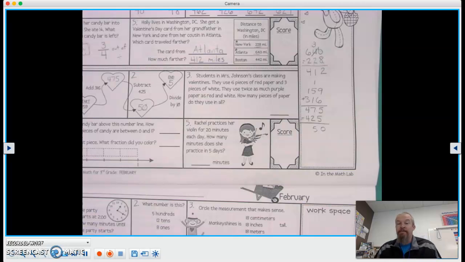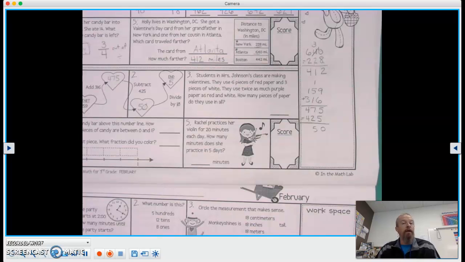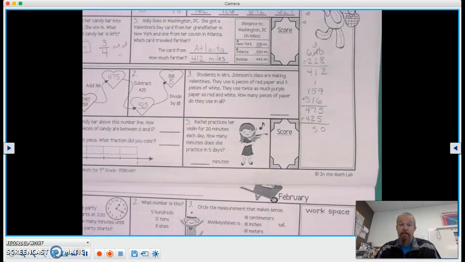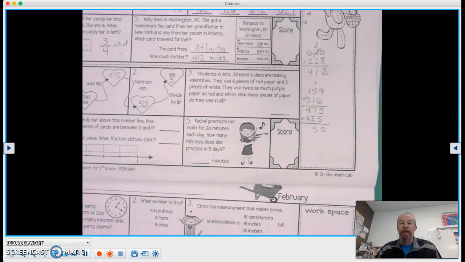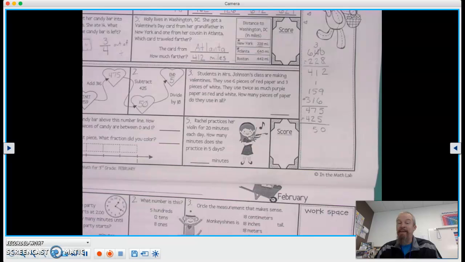Okay, so they use 6 pieces of red and 3 pieces of white. So that's 9 pieces altogether. But they use twice as much purple as they do red and white. So 6 plus 3 is 9, and they have to double that for the number of purple. So that's 18 pieces of purple, right? 6 and 3 is 9, 9 plus 9 is 18.